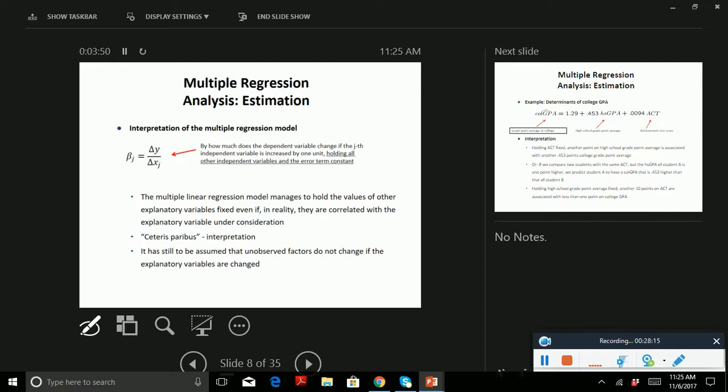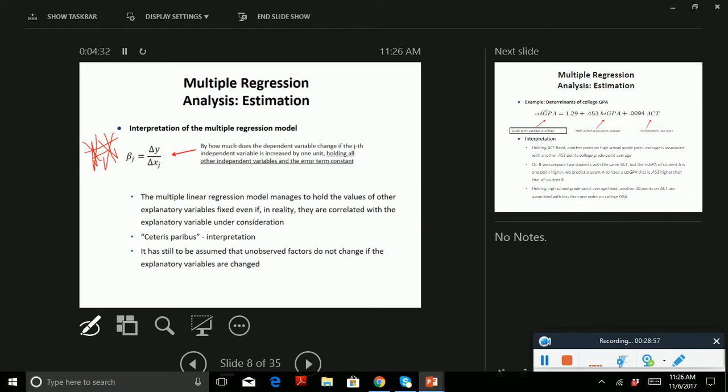And how do we interpret? How much does the dependent variable change if the jth independent variable is increased by 1 unit, holding all other independent variables and the error term constant? So this could be a potential final question: we have to hold all the other independent variables and the error term constant when we are interpreting a particular independent variable.